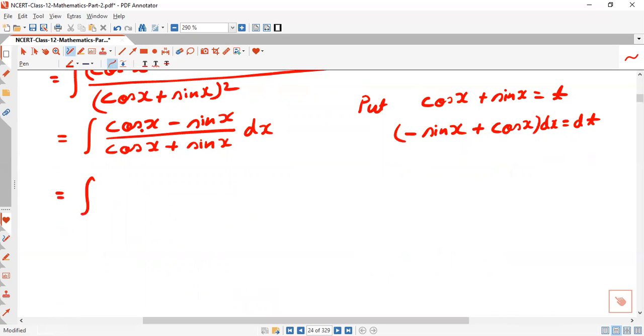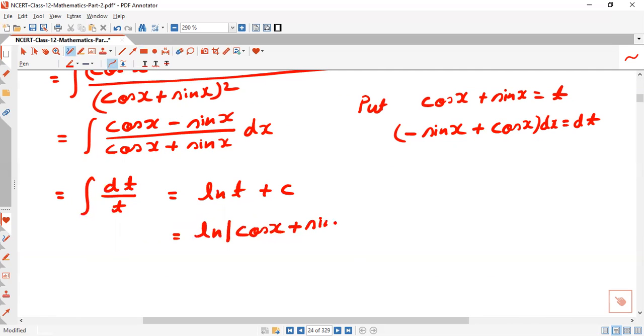You see, (cos x minus sin x) dx equals dt. So the numerator becomes only dt, and in the denominator we put the value t. Solve this integration: this is log t plus some constant c. Put the value of t here: log of mod cos x plus sin x, plus some constant c. And this is the answer.